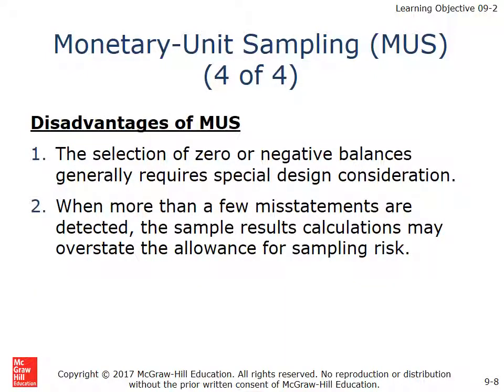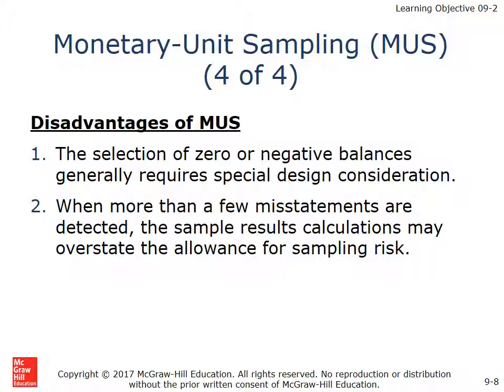Some disadvantages: the selection of zero or negative balances, like in customer accounts, generally requires special design considerations, because you'll see it's only picking up items with a monetary value above zero. When more than a few misstatements are detected, the sample results calculations may overstate, or provide for too much, allowance for sampling risk. So there are some disadvantages to it.